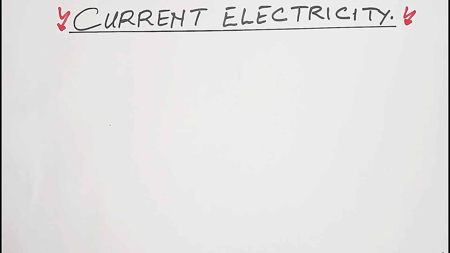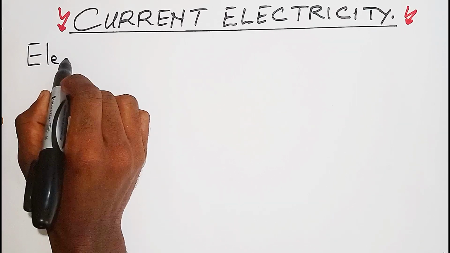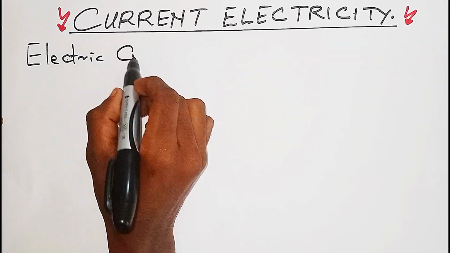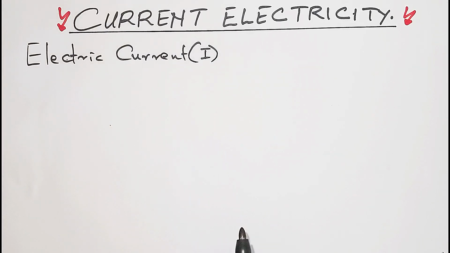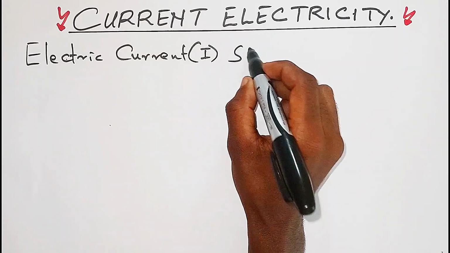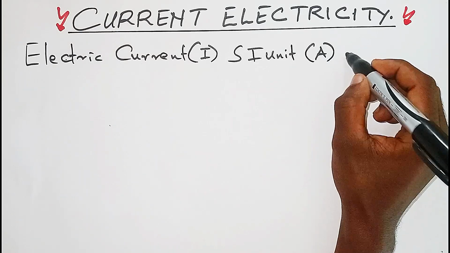Hello ladies and gentlemen, welcome again, and today we'll be looking at the factors determining resistance of a conductor. Before proceeding with the factors that affect the resistance, let us see the definitions of some terminologies, including electric current. It is abbreviated by capital letter I. Electric current is the rate at which electric charge passes through a given point. The SI unit of electric current is ampere, and its abbreviation is capital letter A.